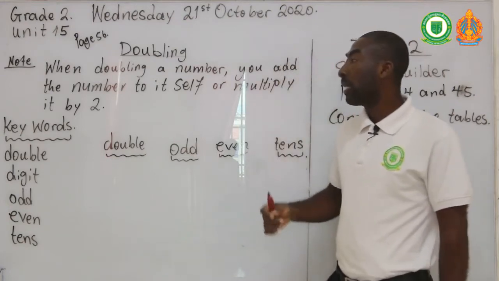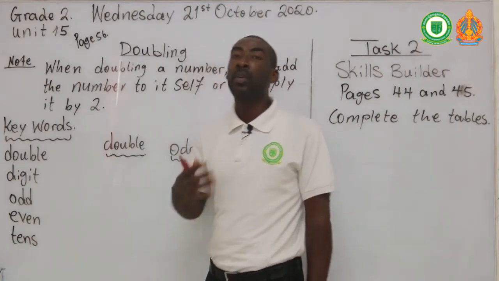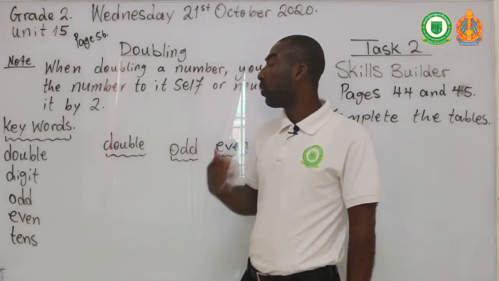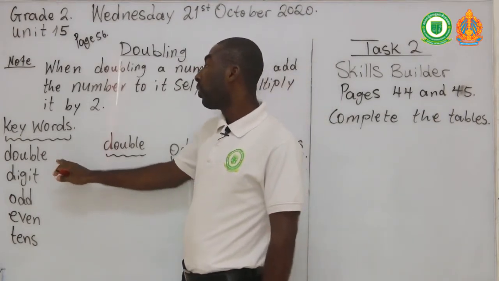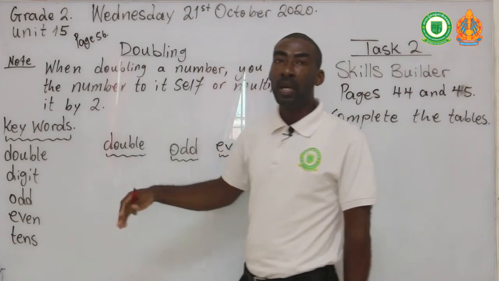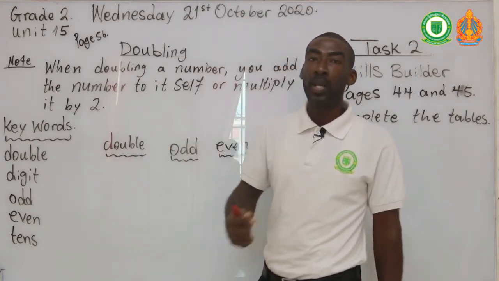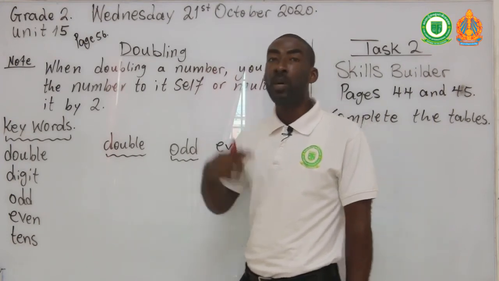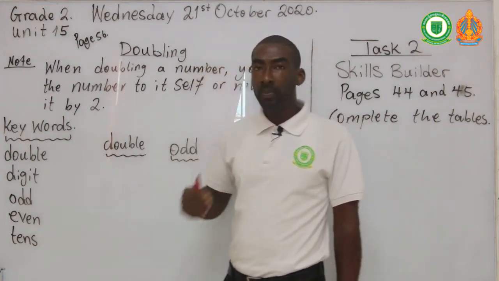Okay, so there are these keywords that we need to remind ourselves of, which I know that you know already, but we need to remind ourselves of them now as well. So already we are doing doubling, and double means that you have to add what you have to itself, or you have to multiply by 2. That means you are doubling it. Okay, so what is digits?